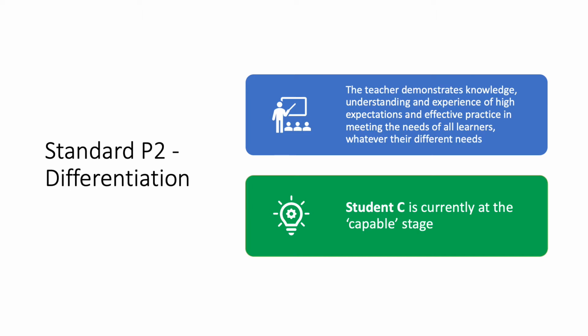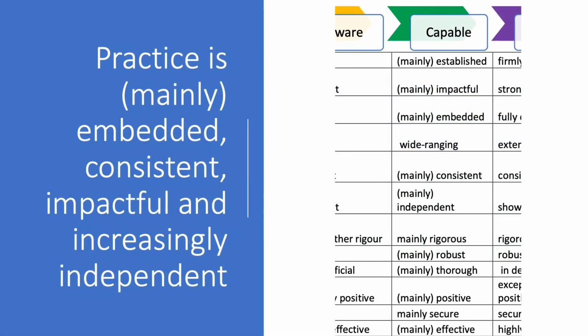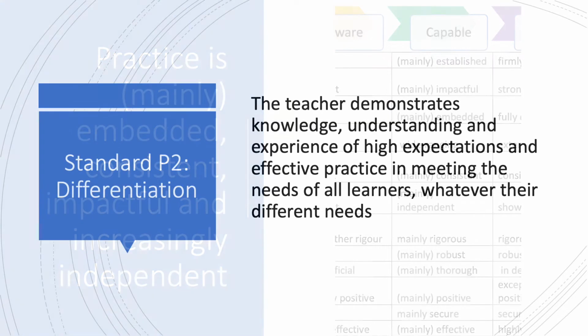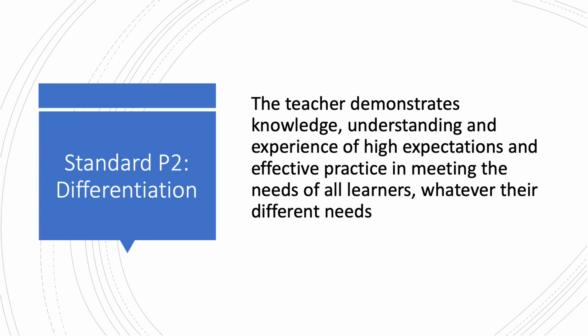Notice the word mainly in brackets quite a lot of the time. We're not asking for flawless performance, but what we are looking for is that things are becoming established and embedded, that they're having an impact, things are being done consistently, and that there's an increasing level of independence from the mentor. And it's worth mentioning again that we are looking at the differentiation standard, and we're assessing the student teacher on their ability to demonstrate knowledge, understanding and experience of high expectations and effective practice in meeting the needs of all learners, whatever their different needs.